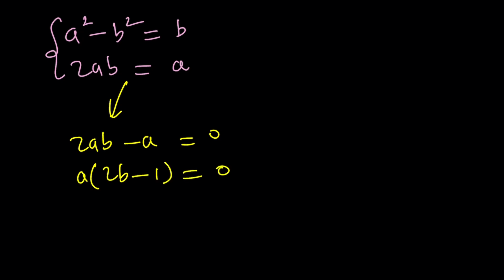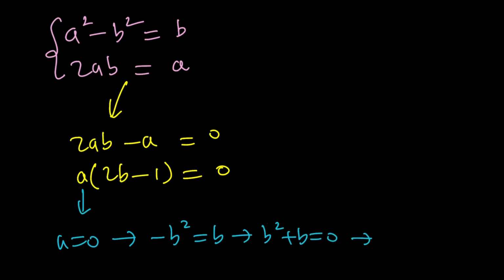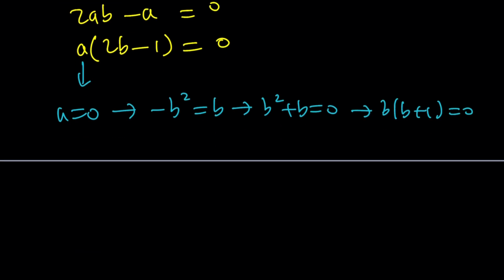All right, now this gives us two things. Either a is equal to 0, which means two things. One of them is going to be a equals 0, and if you plug it into the first equation, that's going to give you negative b^2 equals b, or b^2 plus b equals 0, or b times (b plus 1) equals 0. And that means two things: b is equal to 0, or b is equal to negative 1.